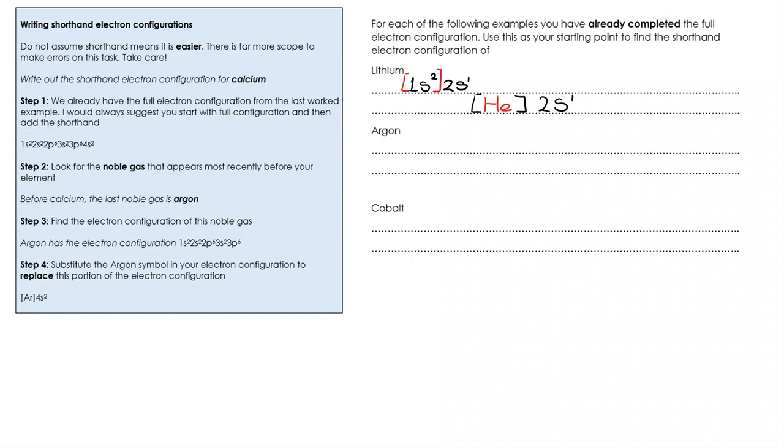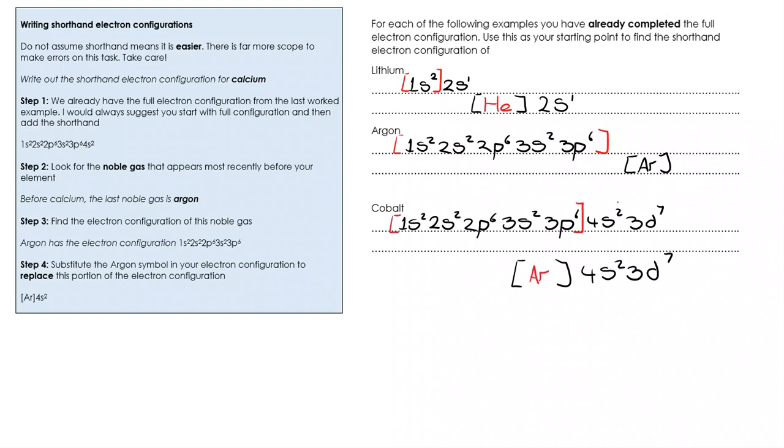But when you get to bigger atoms, bigger elements, it becomes more useful. So for argon, we've got 1s2, 2s2, 2p6, 3s2, 3p6. Actually, because it's a noble gas, its noble gas shorthand configuration is simply Ar in square brackets. But if we take a look at cobalt, and cobalt has got 1s2, 2s2, 2p6, 3s2, 3p6, we can substitute all of that with argon, because that's the electron configuration of argon. And then we add the 4s2, and we add the 3d7. So you can see the shorthand version right there.